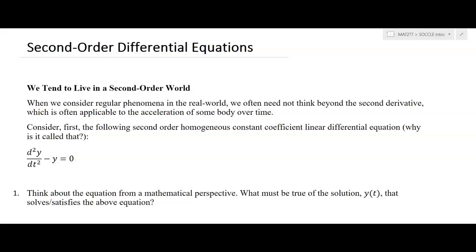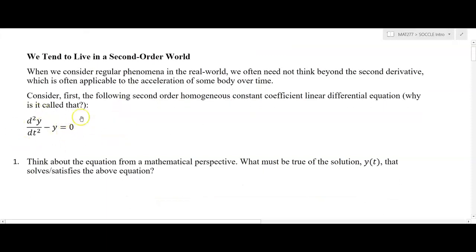Before we get started in this, let's motivate the development of a model with just a little bit of algebra first. Let's say that we were faced with this second-order homogeneous constant coefficient linear differential equation: the second derivative minus y equals 0.